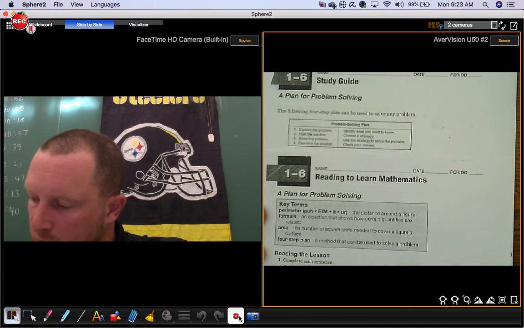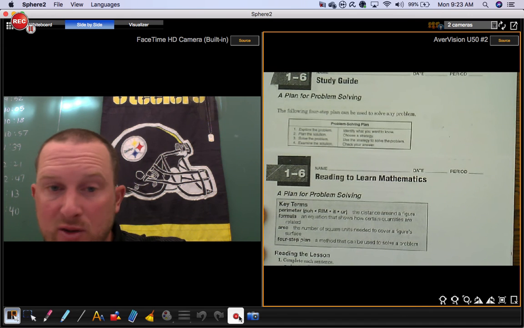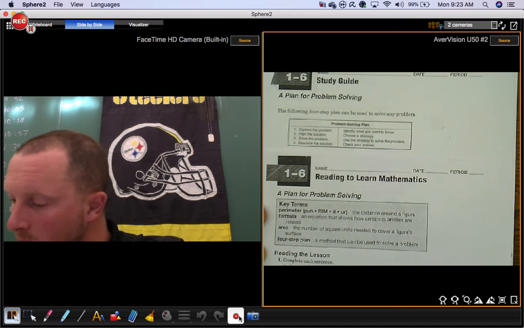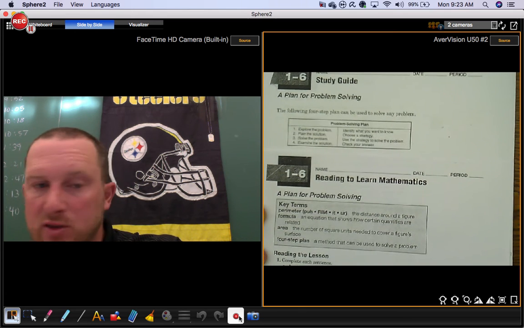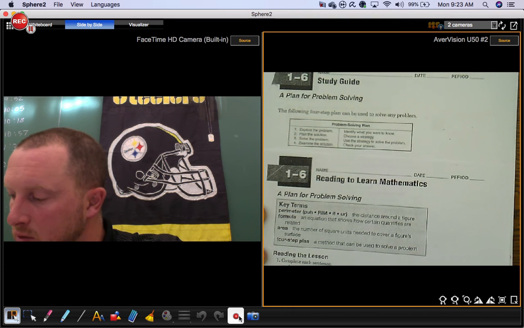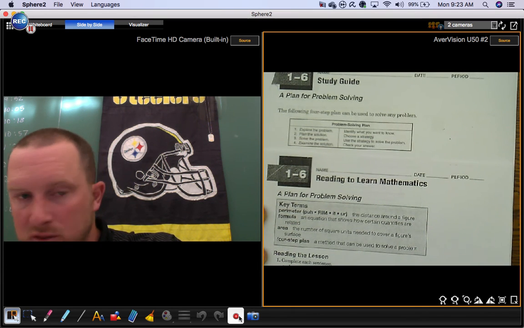Okay, so explore the problem. That means you identify what you need to know. Number 2, plan the solution. That means choose a strategy. Number 3, you're solving the problem, so use that strategy to solve. And number 4, examine the solution or check your answer.